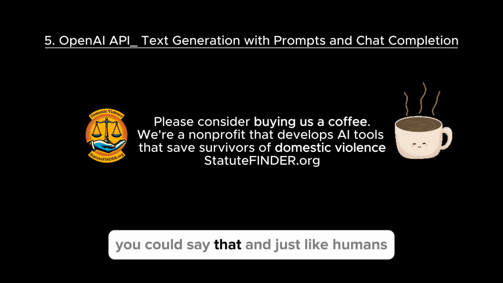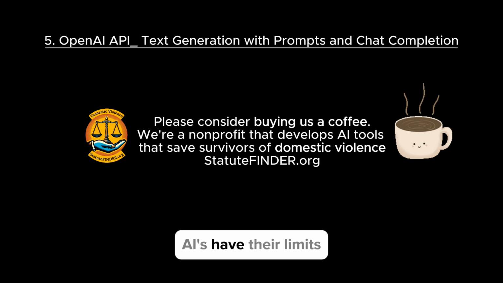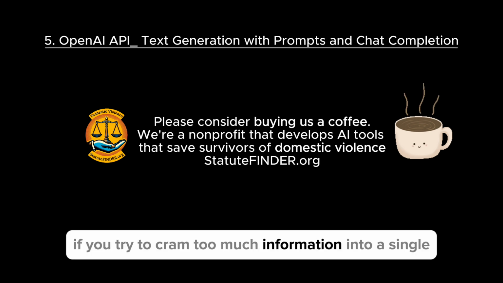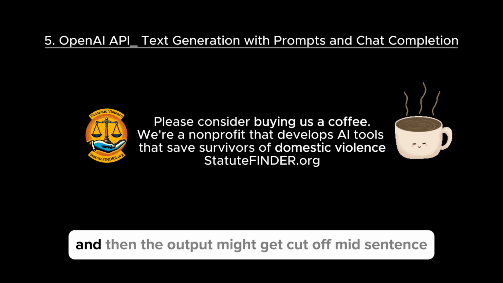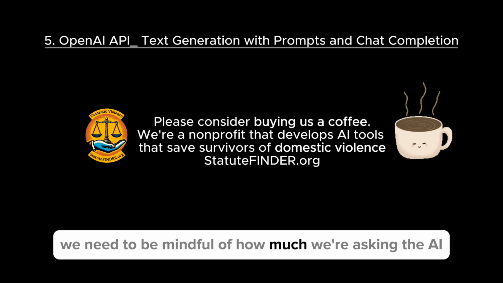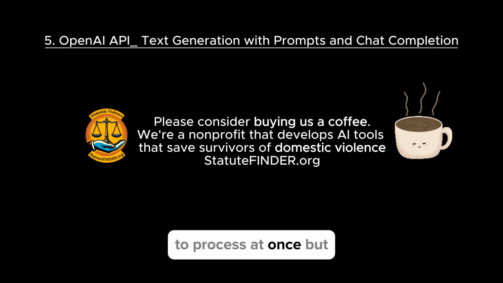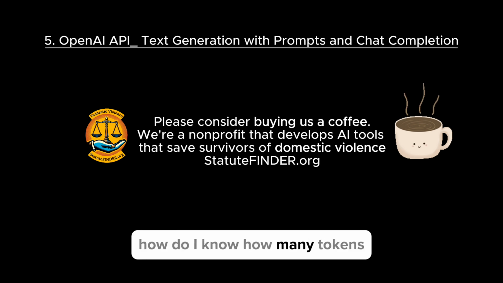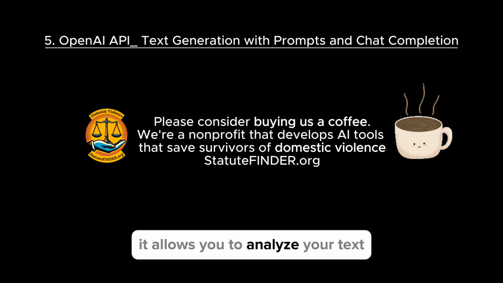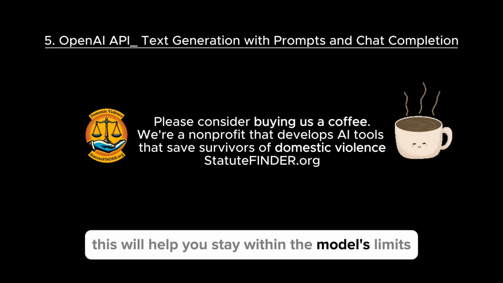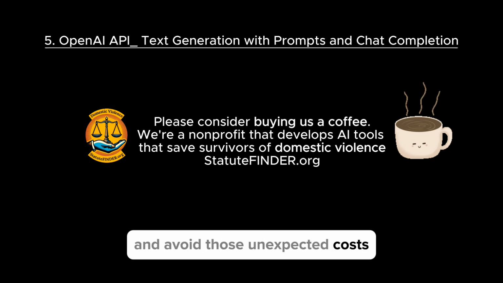You could say that. And just like humans, AIs have their limits. If you try to cram too much information into a single prompt or conversation, you risk exceeding that limit, and then the output might get cut off mid-sentence. So we need to be mindful of how much we're asking the AI to process at once. But how do I know how many tokens my prompts and responses are using? That's where a tool called the tokenizer comes in handy. It allows you to analyze your text and estimate the token count. This will help you stay within the model's limits and avoid those unexpected costs.